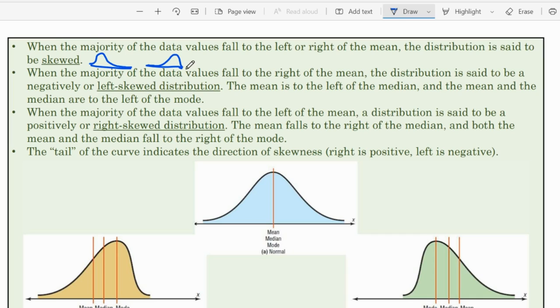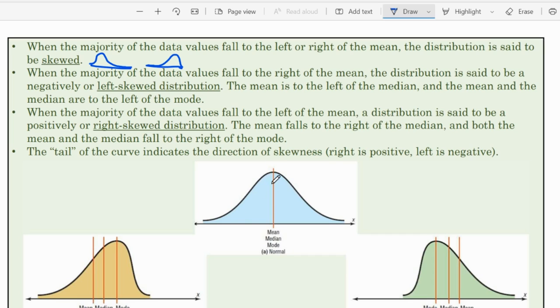When the majority of the data values fall to the right of the mean, the distribution is said to be a negatively or left skewed distribution. That means that the mean is to the left of the median, and the mean and the median are to the left of the mode. Now, look at the pictures. These make way more sense. So I just described what a left skewed distribution or negatively skewed distribution is. Take a look at the picture. You got your median in the center. Your mean is going to be closer to the tail, and your mode is on the other side.